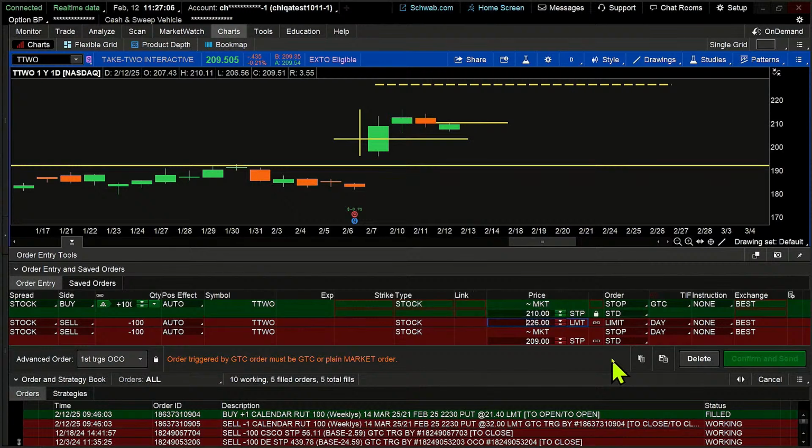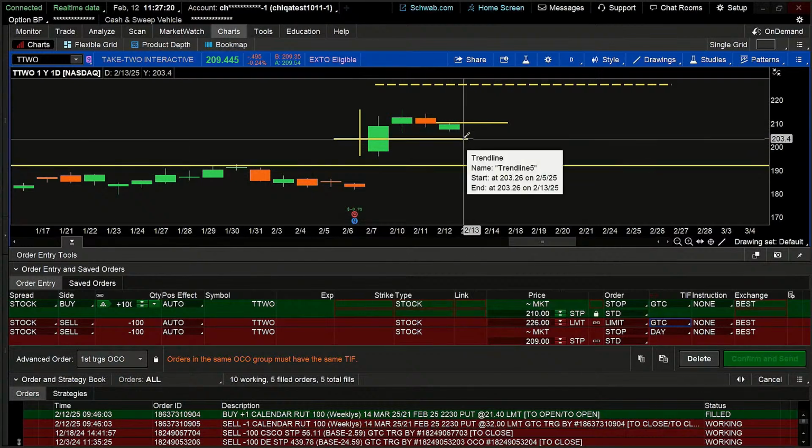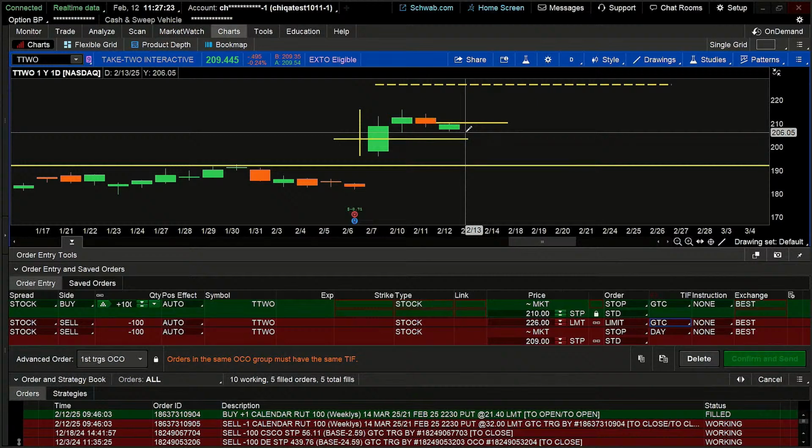226. And recognizing that it might not get there in one day, I'm going to make that good till canceled as well. Okay. And now we're going to exit. Now there's a couple of places we could exit. We could exit below this level right here, right? We could exit below the low of today, or we could exit below here.